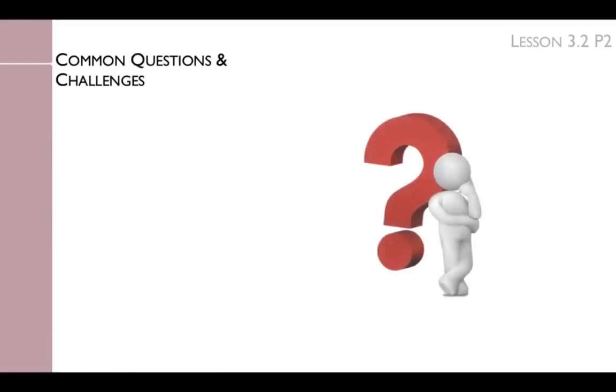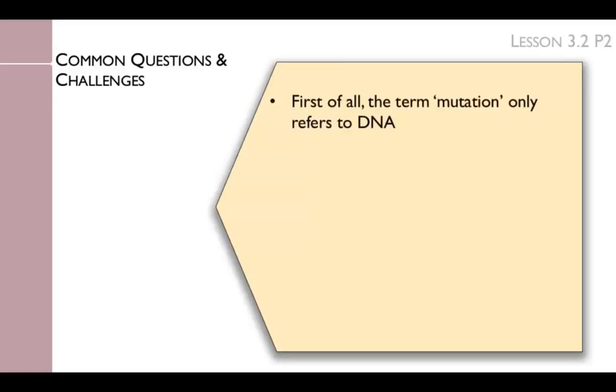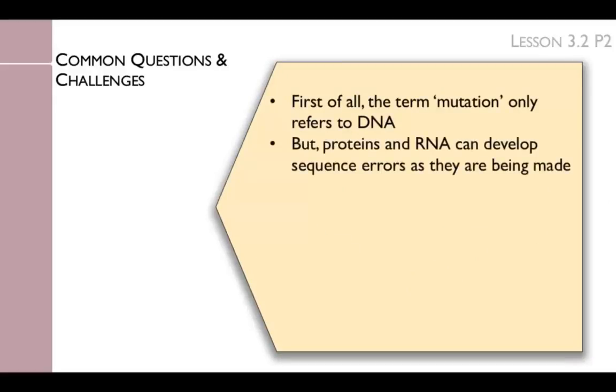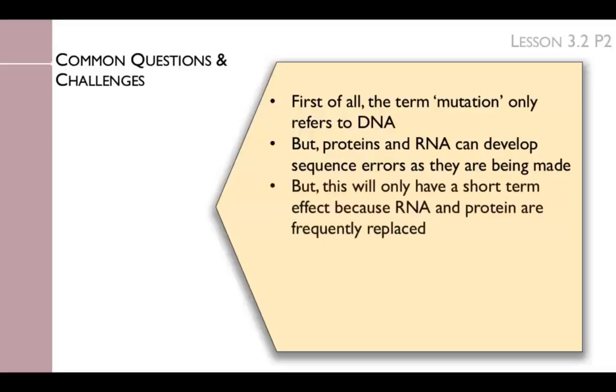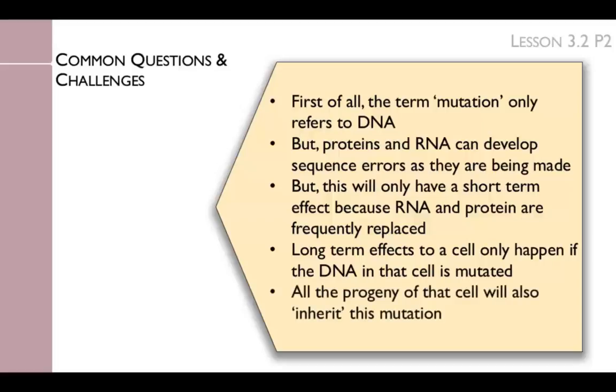One of the most common questions students ask is, can RNA or proteins be mutated even if the corresponding DNA is not? First of all, the term mutation only refers to DNA, but proteins and RNA can develop sequence errors as they are being made. However, this will only have a short-term effect because RNA and protein are frequently replaced. Long-term effects to a cell only happen if the DNA in that cell is mutated. So all the progeny of that cell will also inherit this mutation.